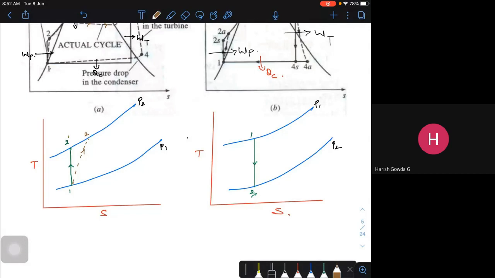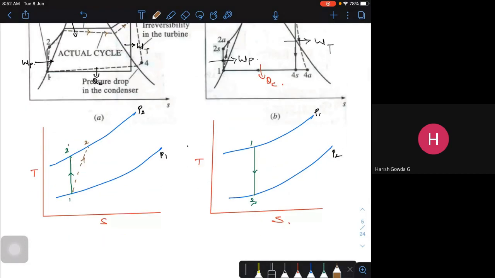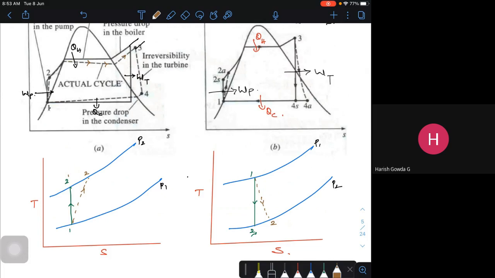Now, if it is an actual expansion process, what will happen? The entropy will increase and I'll be doing less amount of work. I'll follow a path where the work done by the turbine will get reduced because of many factors. There can be friction, or leakage, or heat taken away, or steam may not expand properly, or there may be some kind of irreversibilities, or there can be some eddies in the turbine. Lot many things are there.